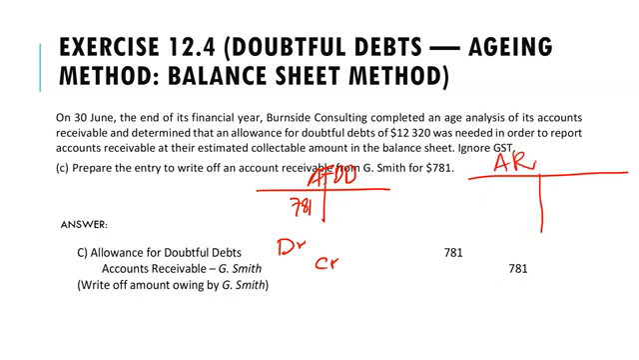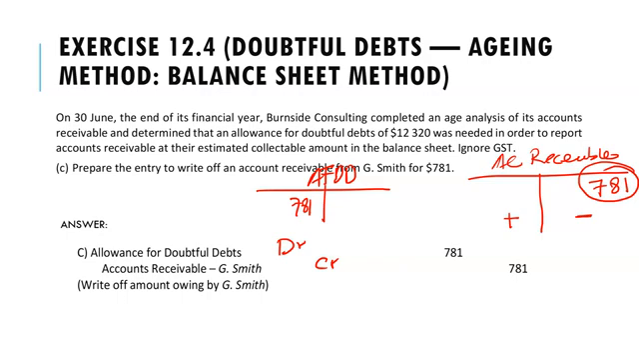Account receivable is an asset account. So any increase in the receivable, you're going to debit. Any decrease in account receivable, you're going to credit. When we write off bad debts, we are reducing our account receivable. That's why for 781, you're going to credit our account receivable, because the bad debt write-off will reduce our account receivable. Bad debt will reduce our account receivable because we cannot collect the money.